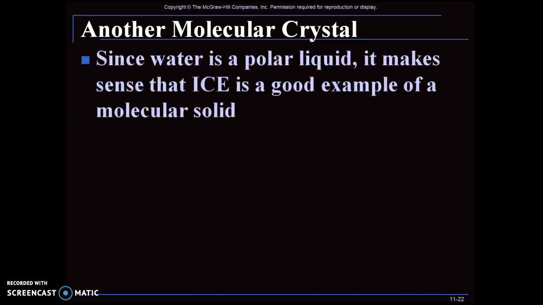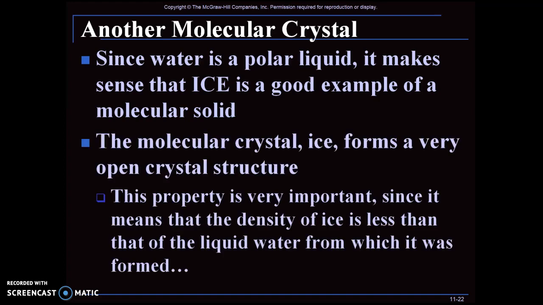Since water is a polar liquid, it makes sense that ice is a good example of a molecular solid. We all know that water is a liquid and ice is a solid. So this liquid, by joining together, makes a crystal, that is the ice. The molecular crystal ice forms a very open crystal structure. This property is very important since it means that the density of the ice is less than that of the liquid water from which it was formed.